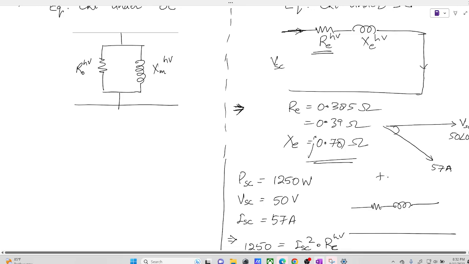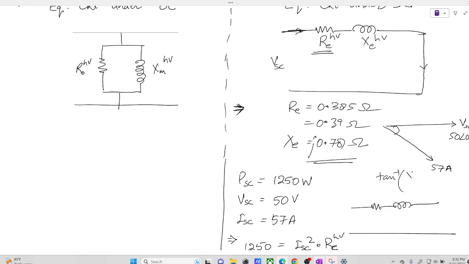Now how much will it lag? This will be given by tan inverse X by R. For a series RL circuit, this phi will be tan inverse X by R, which is also known as the short circuit power factor. Yes, you can call it the short circuit power factor. Can we call it the full load power factor? No, you cannot call it the full load power factor.